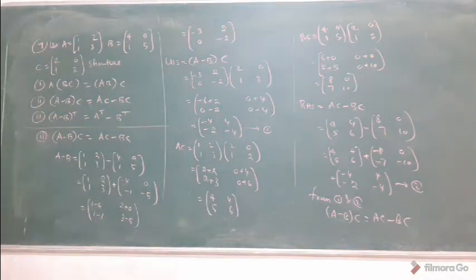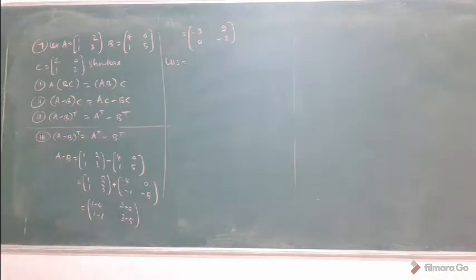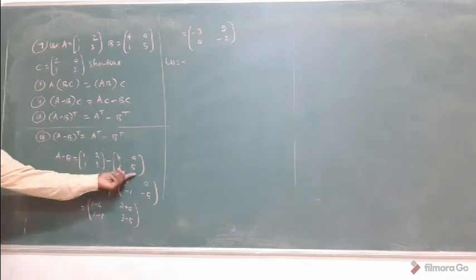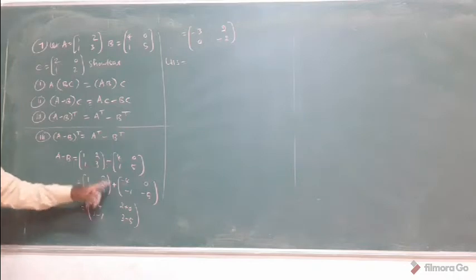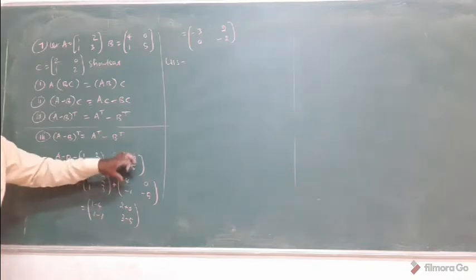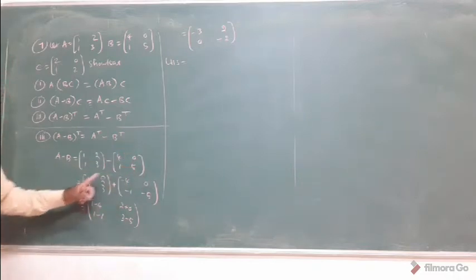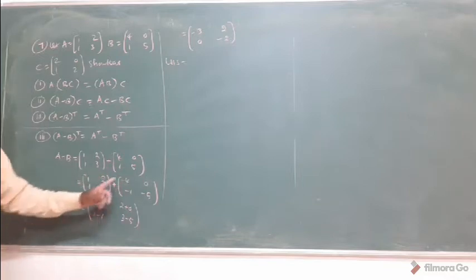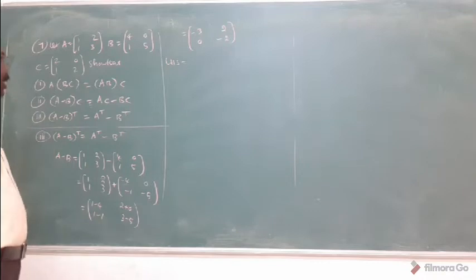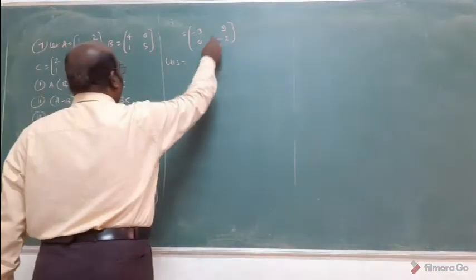Next question. Now, the third one: A minus B whole power T equals A power T minus B power T. Now, inside, what is A minus B? A plus minus B. The minus is multiplied with all elements, giving the plus sign. Now the corresponding elements should be added. 1 minus 4, 2 plus 0, 1 minus 1, 3 minus 5. We get this answer: minus 3, 2, 0, minus 2.